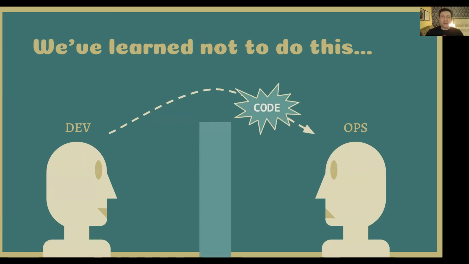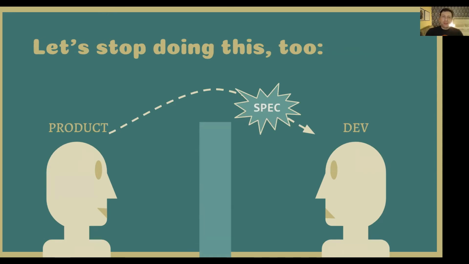DevOps and SRE have taught us that it's an anti-pattern for devs to throw the code over the wall to the ops team. This creates misaligned incentives and resentment and poor velocity and ultimately unhappy customers. We shouldn't do the same thing with our specs and have product throw a spec over the wall to dev.